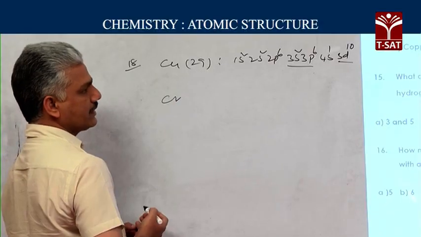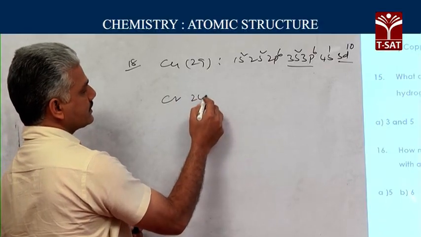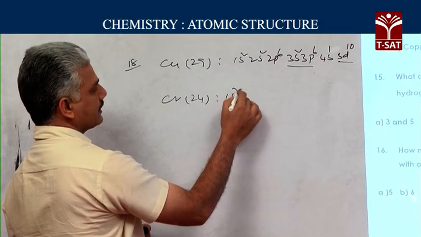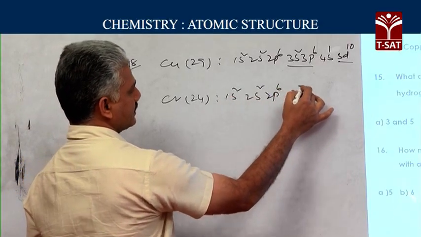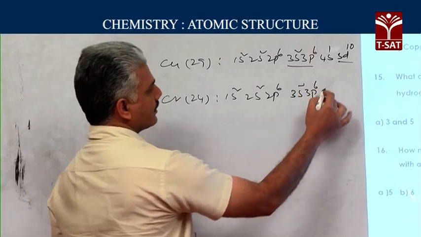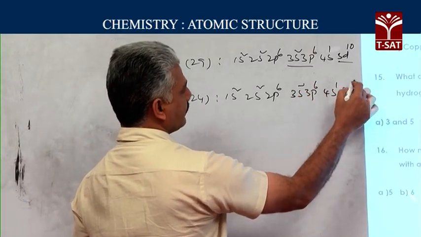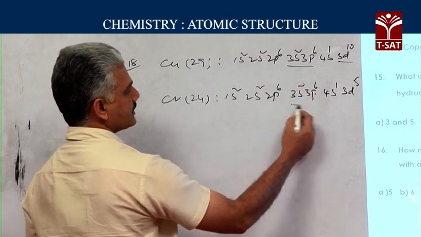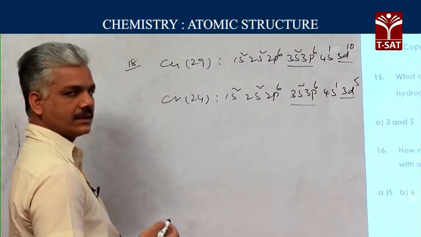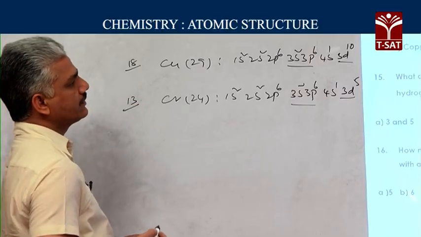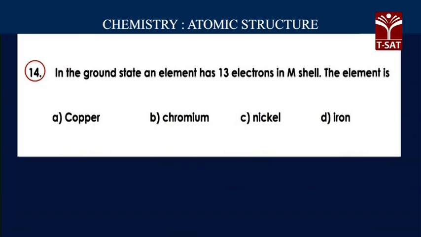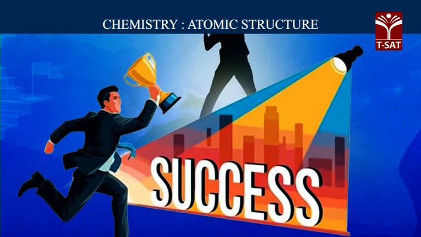Then second option, chromium atomic number is 24. Electronic configuration is 1s2, 2s2, 2p6, 3s2, 3p6, 4s1, 3d5. So, in this case number of electrons present in the third orbit are 8 plus 5, 13. So, that is the correct option. For the 14th question, option B can be taken as the correct answer.